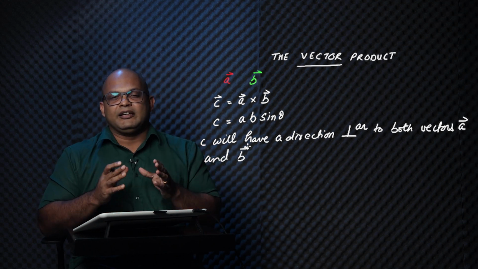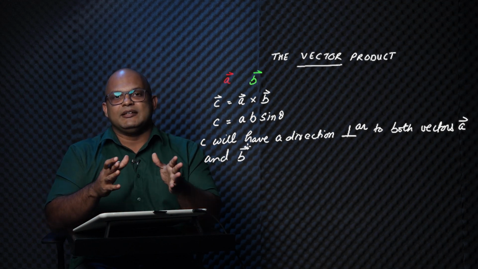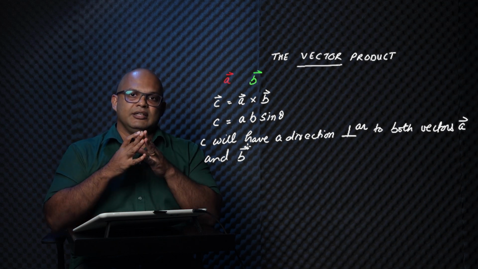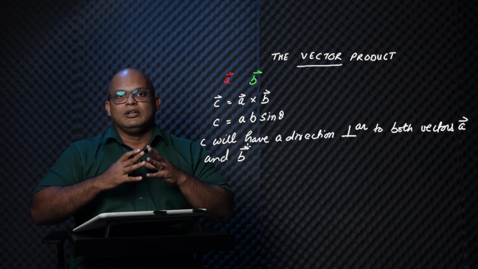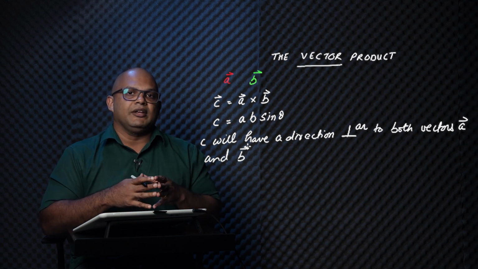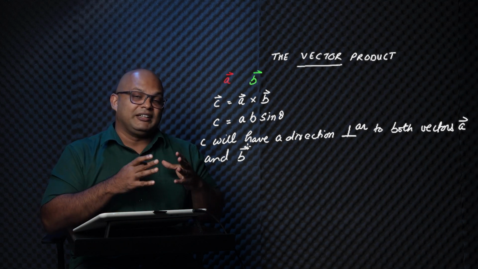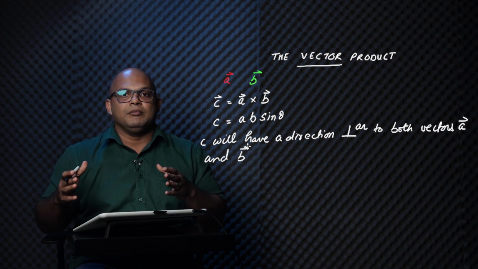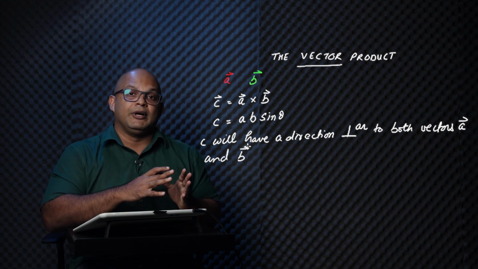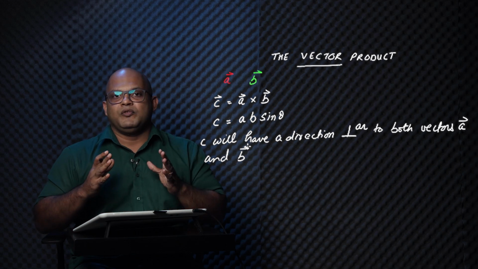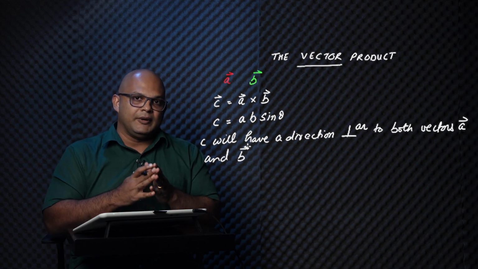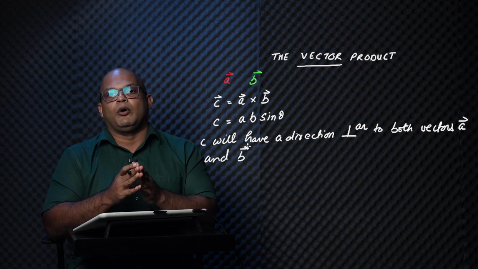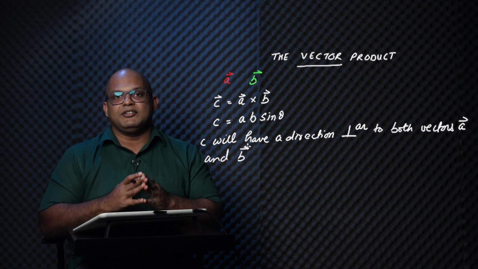So the vector C will not be in the same plane as A and B. In the case of a dot product, we knew that the output is not defined as a vector, but in this case, not only do we have a vector as the output, it is also not in the same plane as A and B. It is pointing in a direction which is perpendicular to both A and B, or we can say that if there is a plane in which vector A and B exist, vector C will be pointing perpendicularly to that plane.